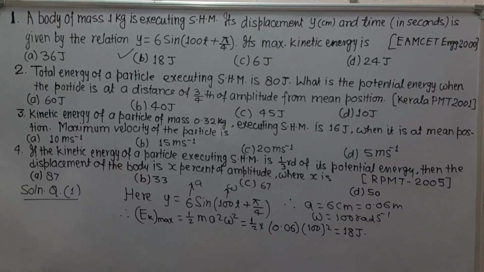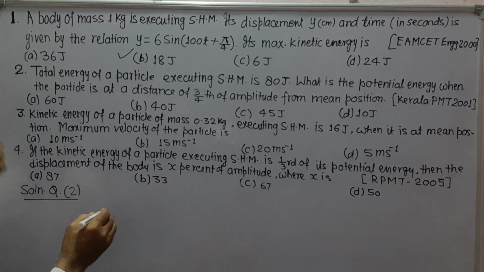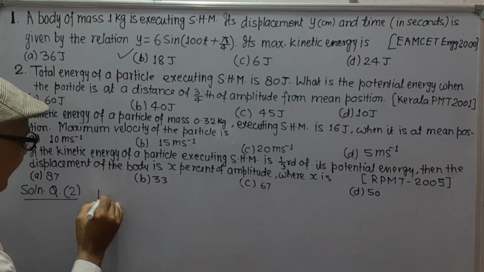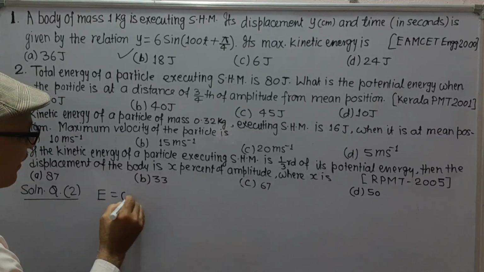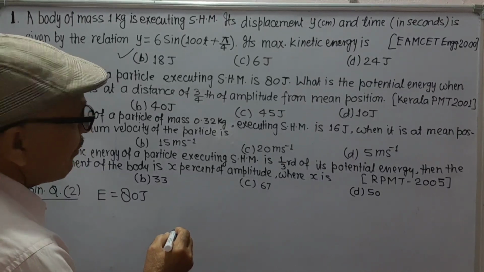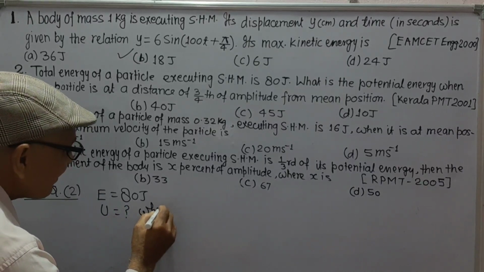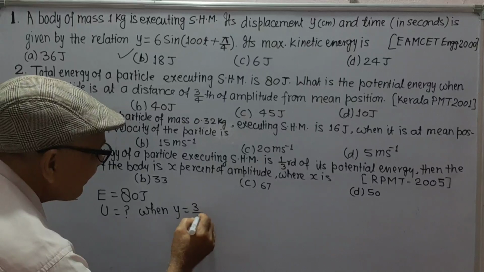Next question number 2. The total energy of a particle executing simple harmonic motion is 80 joules. What is the potential energy when the particle is at a distance of 3/4 of amplitude from the mean position? Solution to question 2. Total energy E is equal to 80 joule. We have to find the potential energy when y is 3 by 4 A.